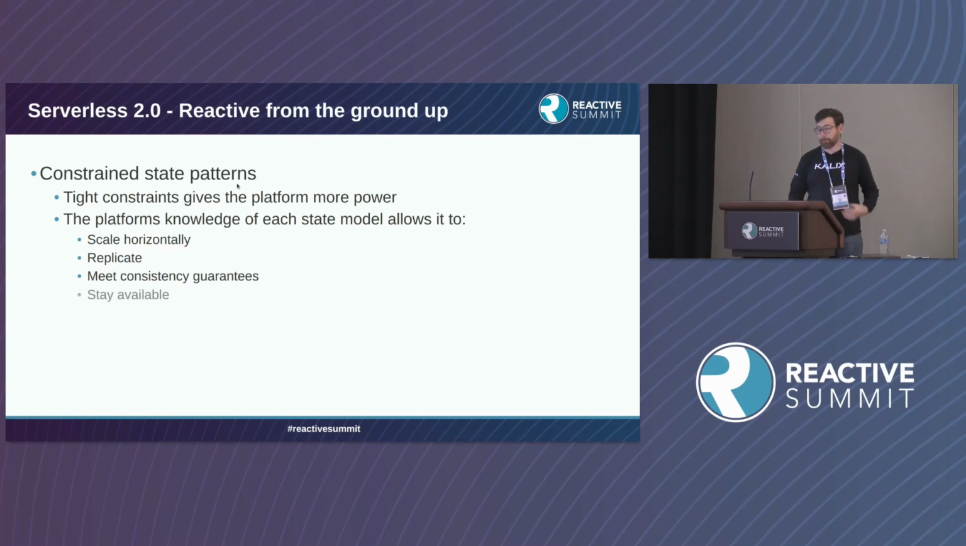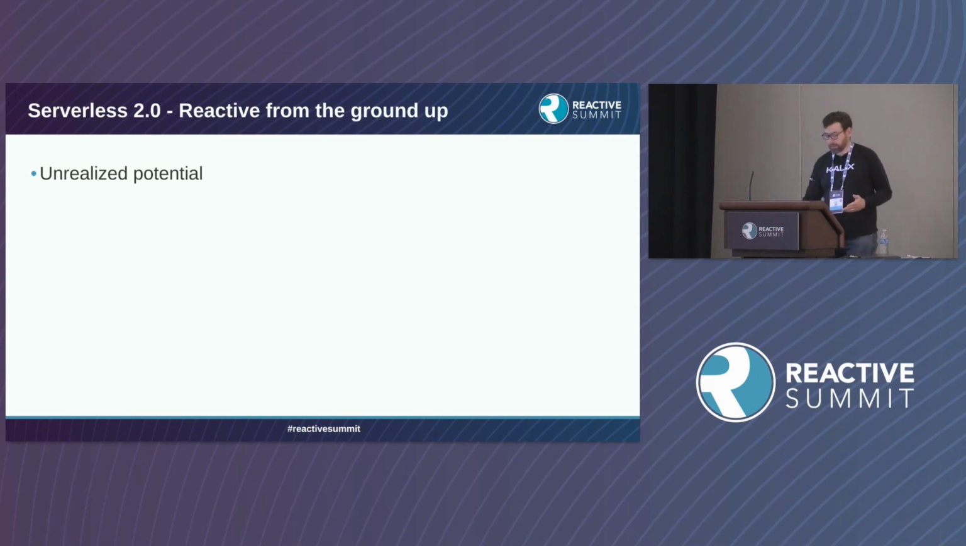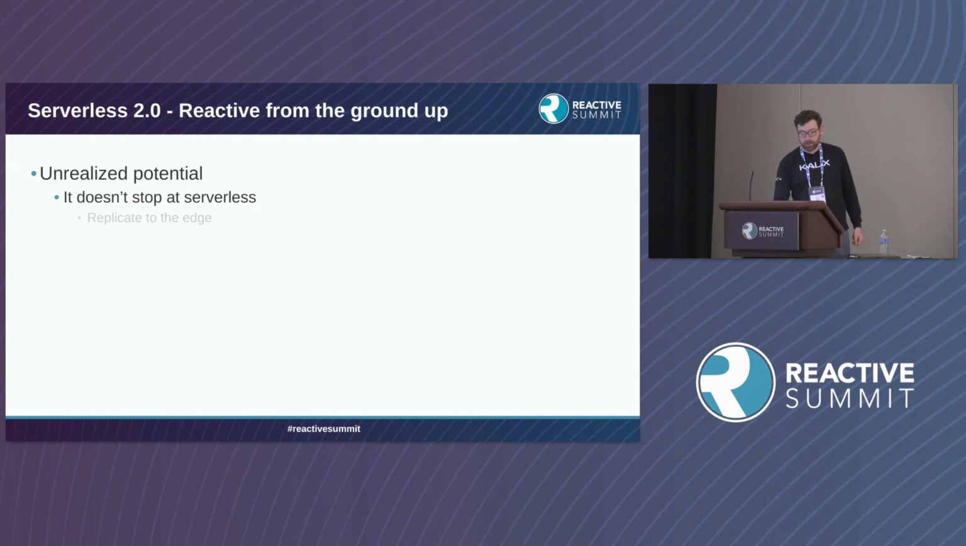And the platform can also make decisions to stay available. And there's also an unrealized potential here that goes far beyond serverless, or that pushes serverless beyond what I'm talking about with serverless 2. So for example, replicating all the way to the edge. And I don't mean just like to the local region in AWS, I mean like to the cell phone tower.